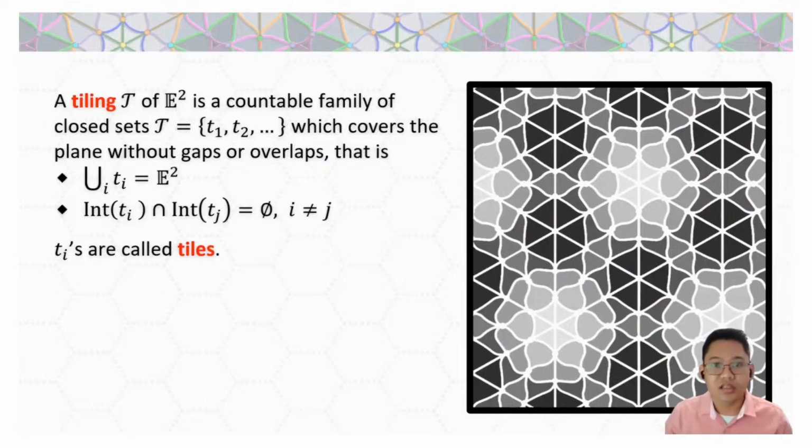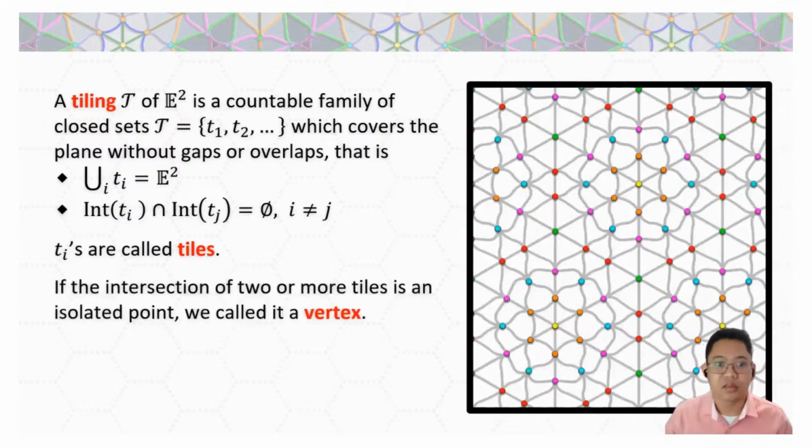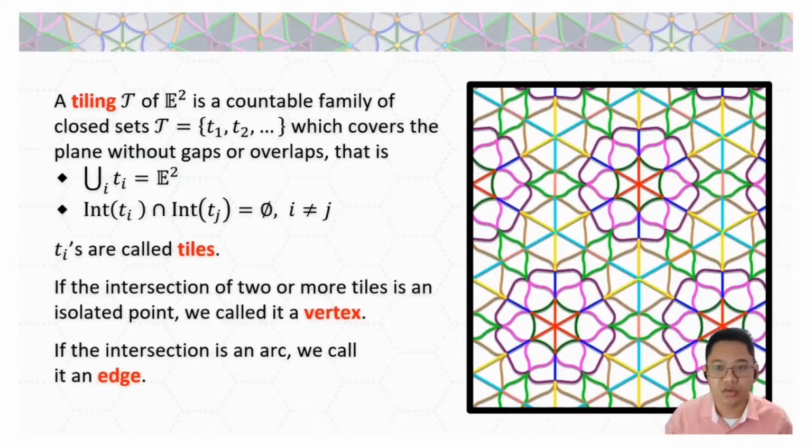Now, the intersection of two or more of these tiles can be an isolated point or an arc. The points, those are what we call the vertices, and the arcs, those are what we call the edges. Now, there's a lot of application of tilings.